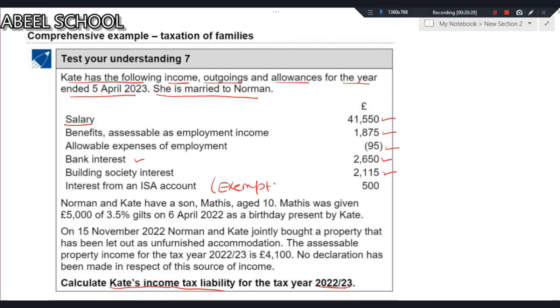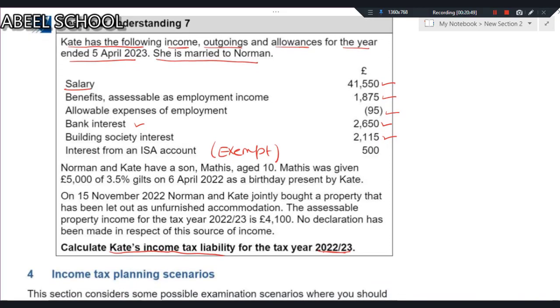All you need, dear student, is to remember one point. If interest is coming from an individual saving account, then it is exempt. And for an individual saving account, the examiner will have to use the name individual saving account. That's it. So when interest is coming from an ISA, individual saving account, that interest is exempt, meaning you are not paying any tax on that.